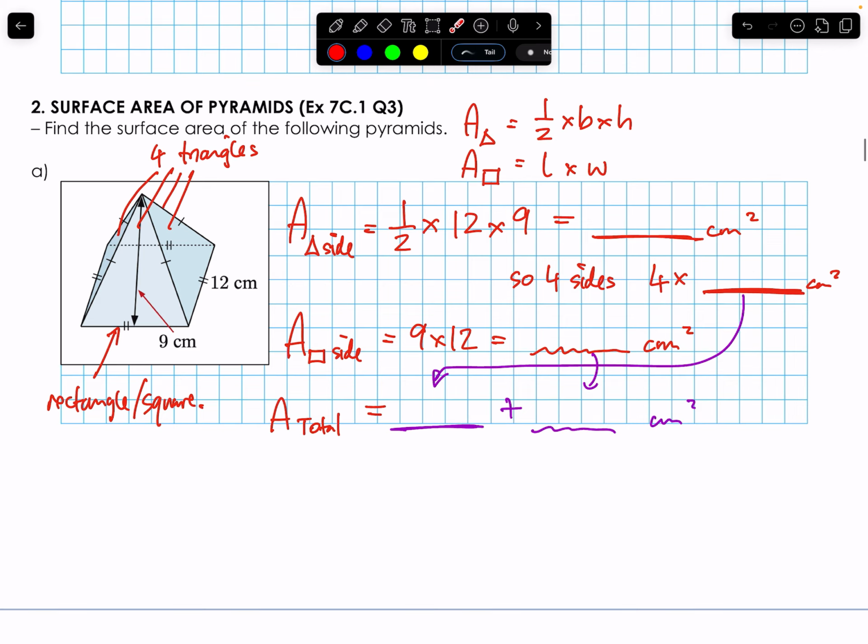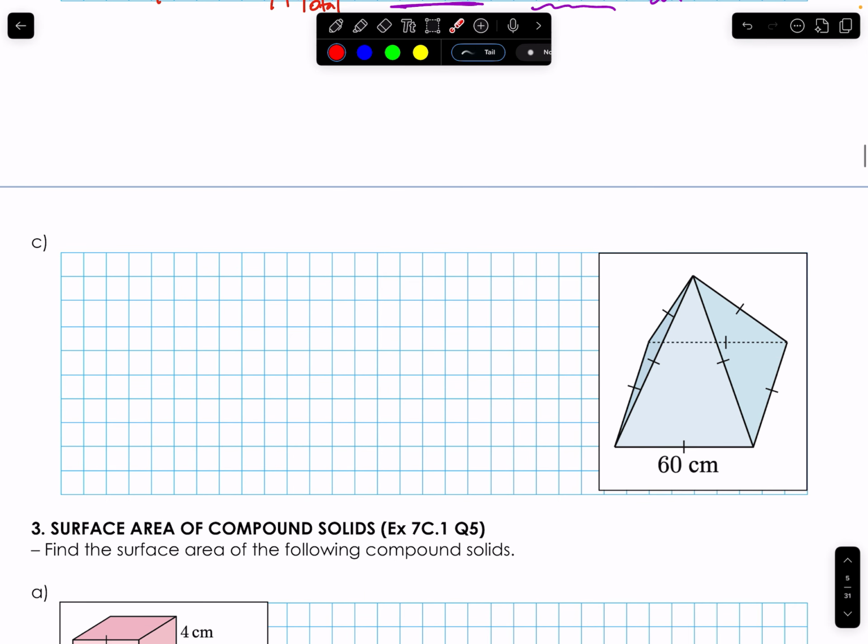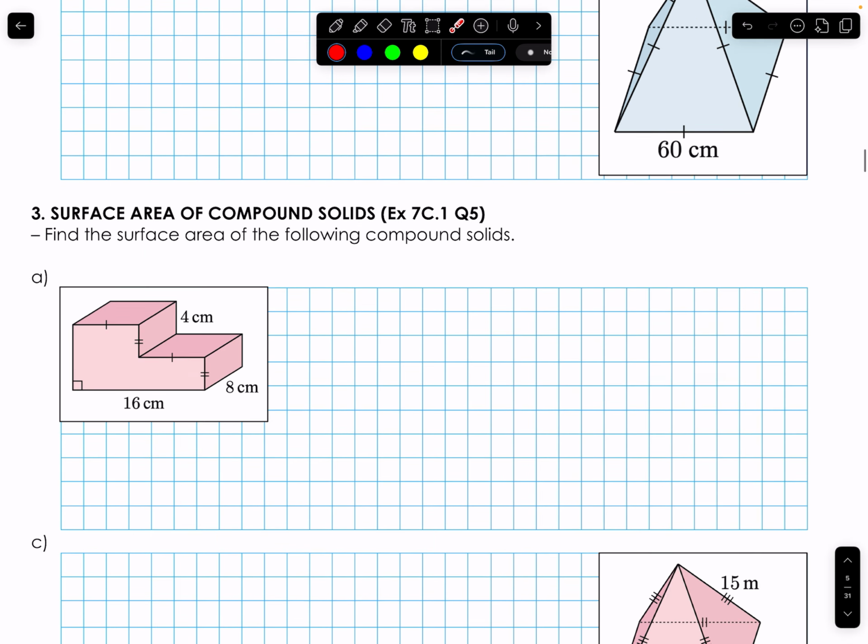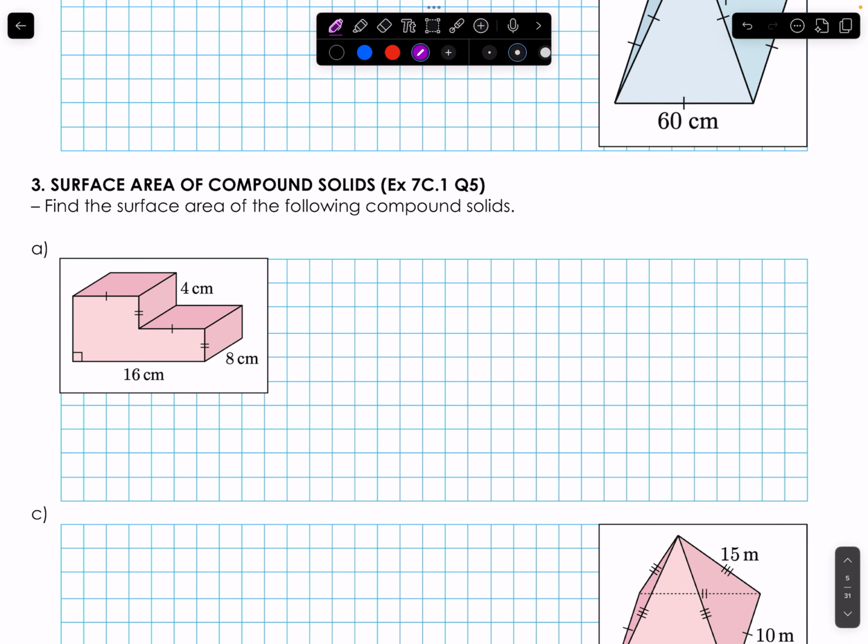And for the lesson, you're going to be doing B by yourself, where on your piece of paper, I've told you how tall that triangle is. And those triangles are going to have the same height. Now, surface area of compound solids. So I'm setting up here to help you.